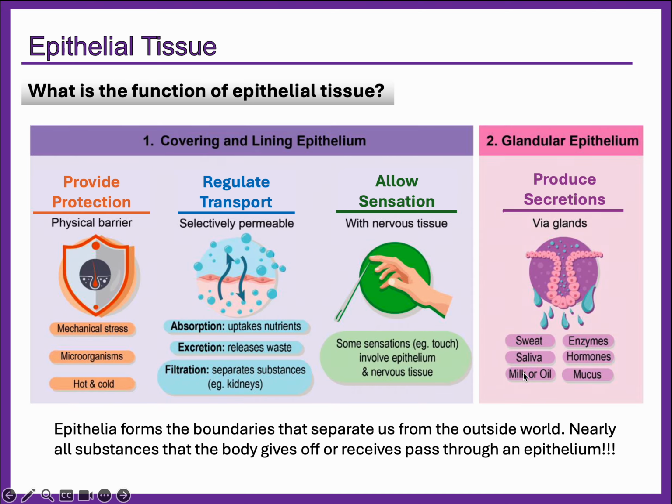Milk or oil. The mammary glands make milk. The sebaceous glands in our hair make sebum, which makes our hair very oily. And mucus glands, right? Mucus glands, they make this gucky substance that is mucousy. It allows us to capture bad bacteria in our respiratory tract. So epithelium forms the boundaries that separate us from the outside world, and nearly all substances that the body gives off or receives passes through an epithelium.